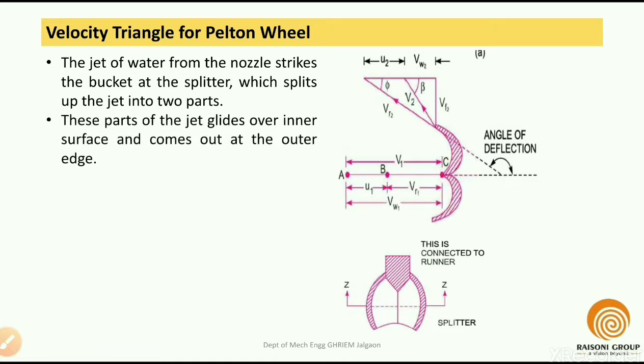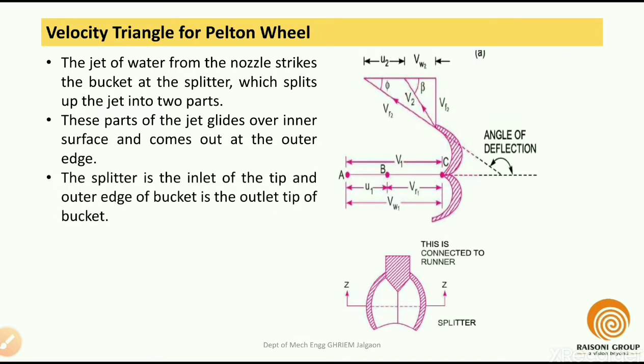These parts of the jet glide over the inner surface and come out at the outer edge. So they enter at the inner surface at this splitter and then glide over smoothly to come out of the outer edge on each side. The splitter is the inlet tip, so we can say that the splitter is the inlet where the water jets enter, and the outer edge of the bucket is the outlet tip of the bucket. So this edge will be the outlet tip of the bucket.